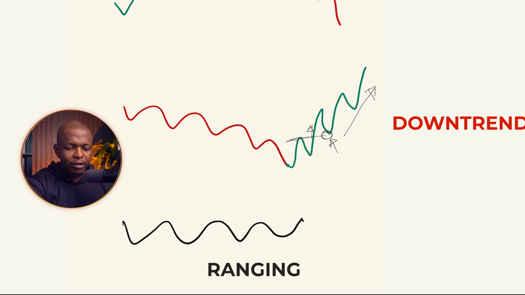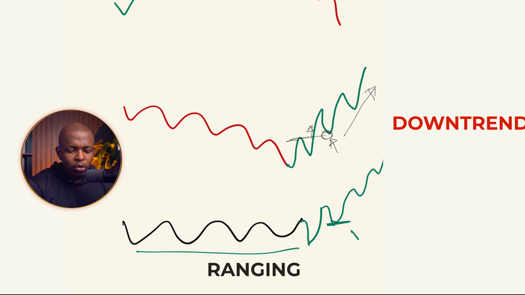Then for a ranging market, if the trend is turning bullish, it's meant to come down this way to sweep all this liquidity here, then go up, does this, comes back this way, and moves up this way. So this will also be my entry to take this up.